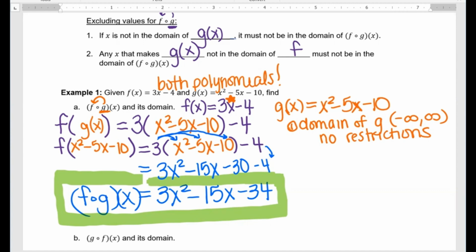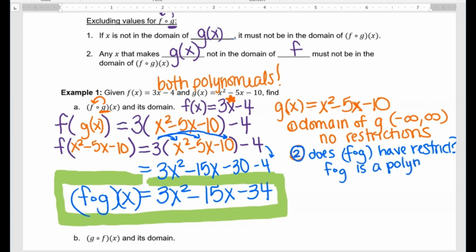We're now going to look at our composite function. So step 2, does f composed with g have restrictions? If we look at f composed with g, we did not have a denominator at any point. We did not have a radical at any point. So that means that f composed with g is a polynomial, which again means no restrictions.